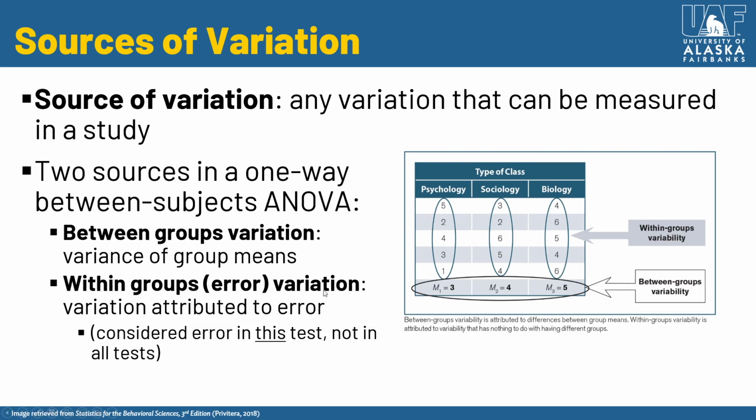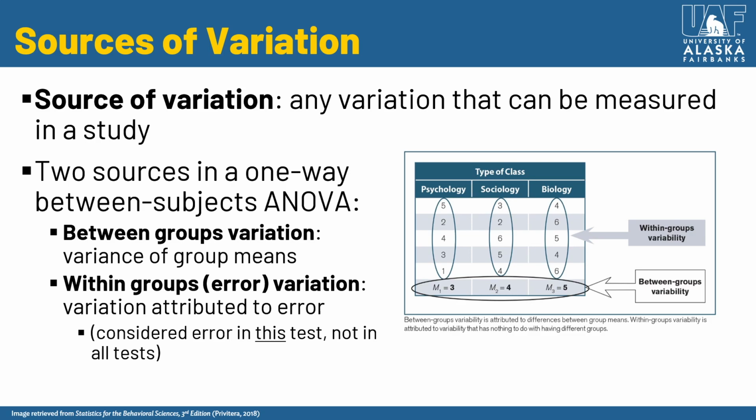Within groups variation, or in this context, we call it error variation, is variation attributed to error. And this is where it gets a little bit confusing. Here we call it error in this test because it's essentially variance outside of the mean. And we're comparing just that specific piece of the group in our between groups variation. And so in this context, any variation within the group is considered to be error.